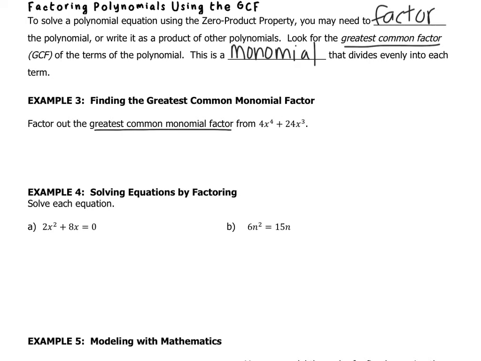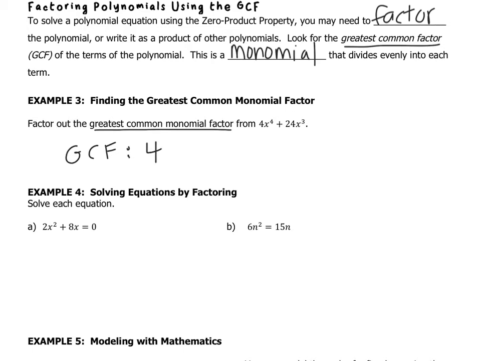So if I do the GCF of the numbers, I have 4 and 24. You have to go back to 4th grade and think about greatest common factors. The greatest common factor of 4 and 24 is 4, because 4 goes into 4, and it also goes into 24. So the GCF is going to have a 4 in it.